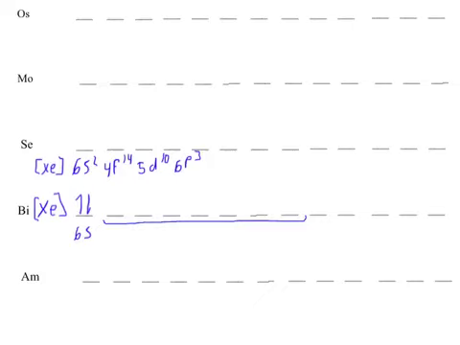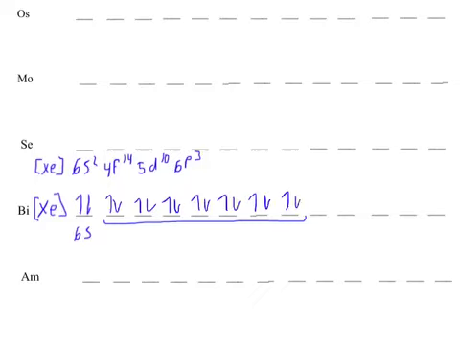Is that right? Let's just check. 1, 2, 3, 4, 5, 6, 7. Okay, I did it right. And then we got to occupy all of them. 1, 2, 3, 4, 5, 6, 7, 8, 9, 10, 11, 12, 13, 14.